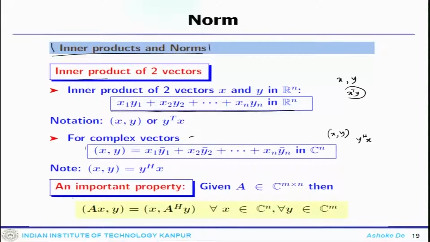A very important property is that for A which belongs to complex m by n, that means m rows and n columns, the inner product of Ax and y would be the inner product of x and A Hermitian y. That is how the product can be defined for all x which belongs to C^n, and for all y which belongs to C^m. So, A is an m by n system. These are m and these are n.